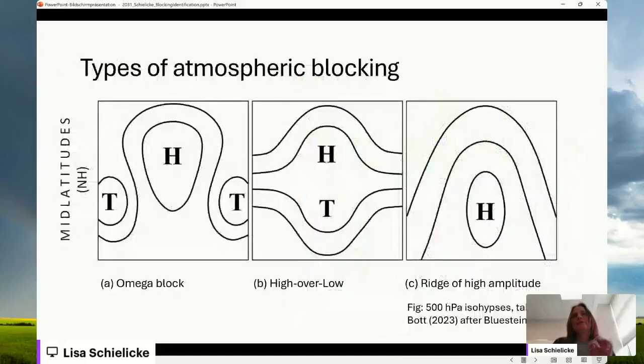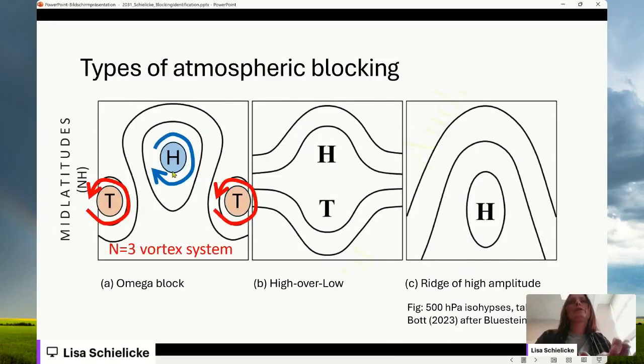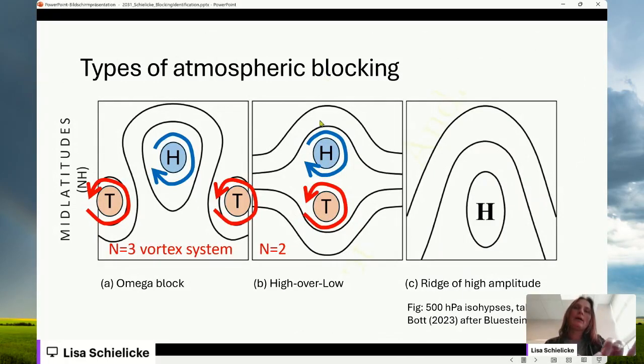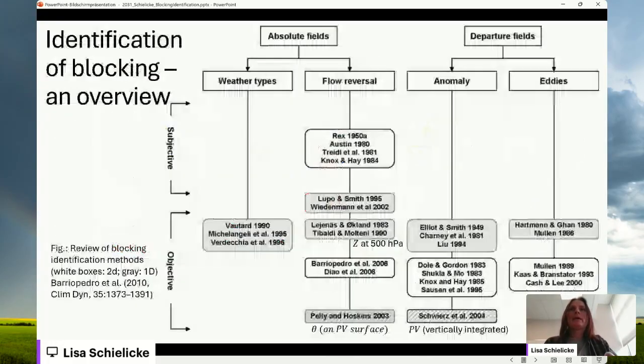Atmospheric blocking can have different types. The two examples I showed have been omega blocks consisting of 3 vortices. There's also another pattern called high over low, or Rex block, which is one high located towards the polar side and one low towards the equator side. As well, there are extended ridges, but I won't talk about these today.